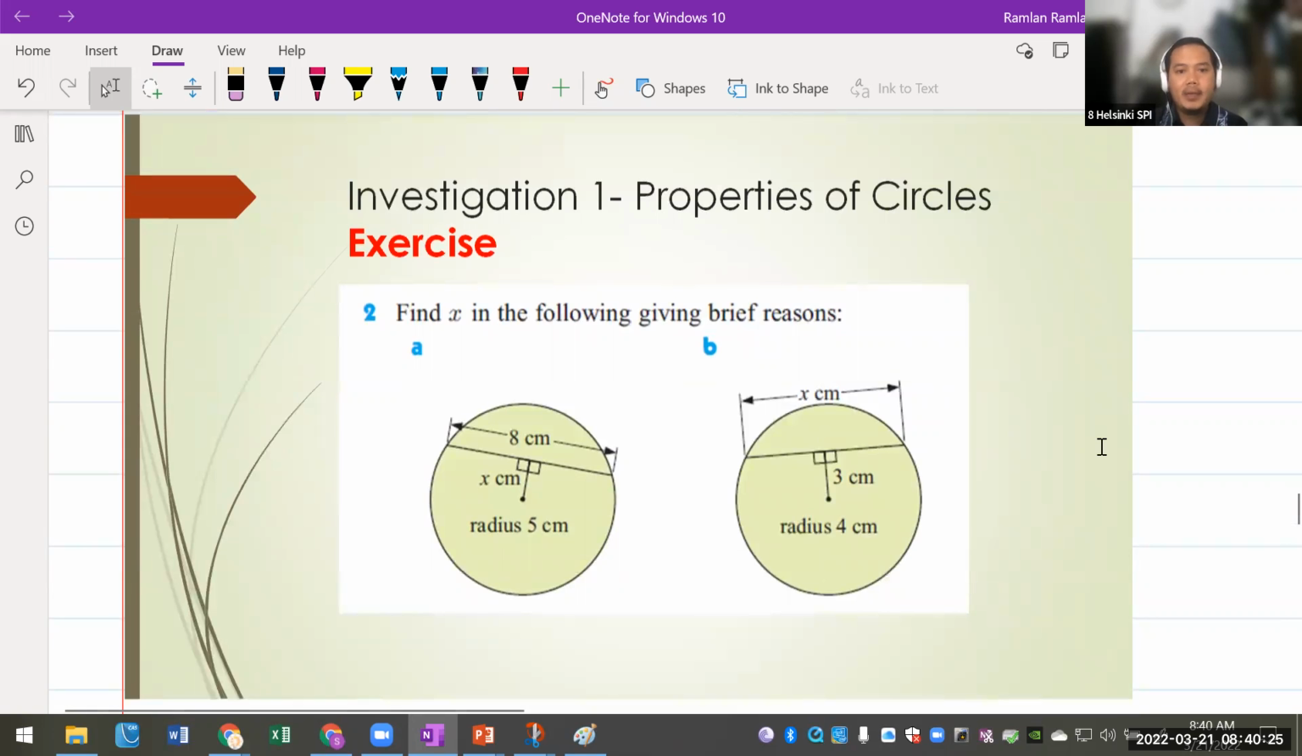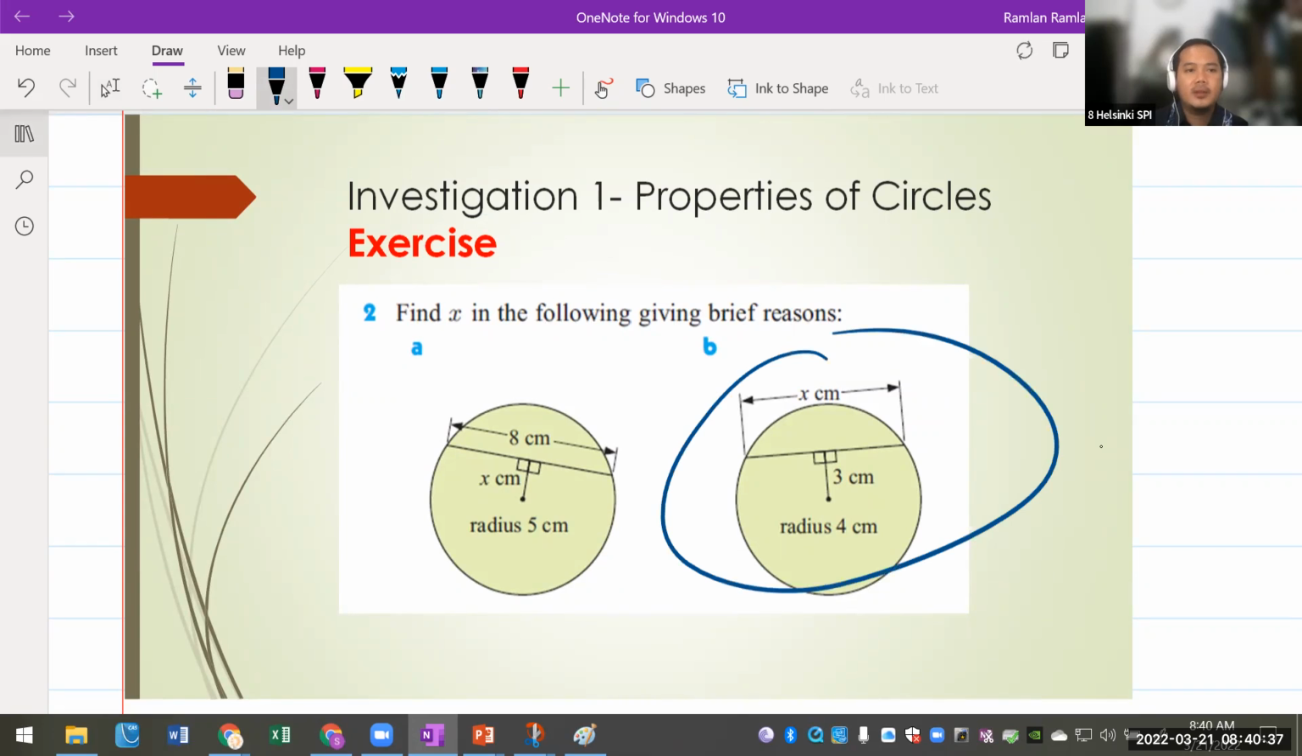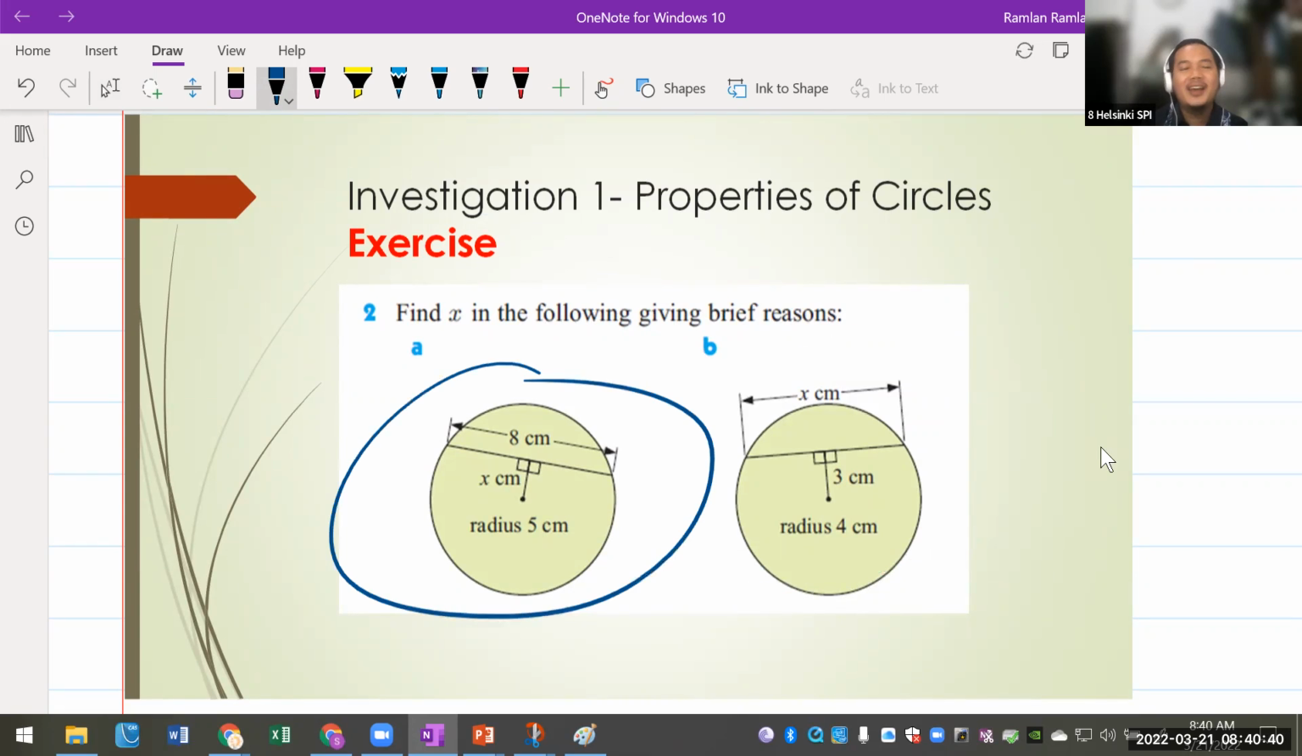Okay, this time I'm going to go to question B. I'm going to skip question A. I'm going to go to question B. Here we go. So, question B, this one. Question A first, actually. Okay, question A first.